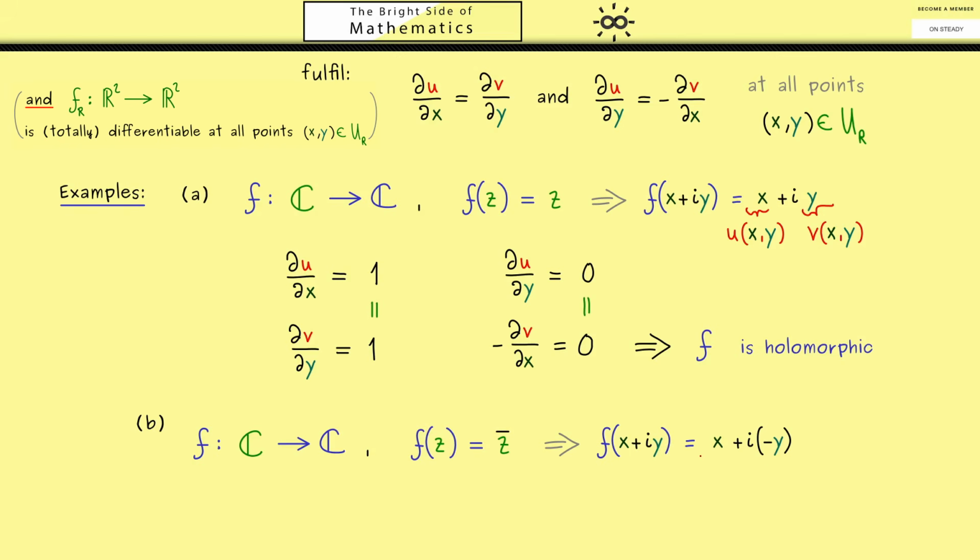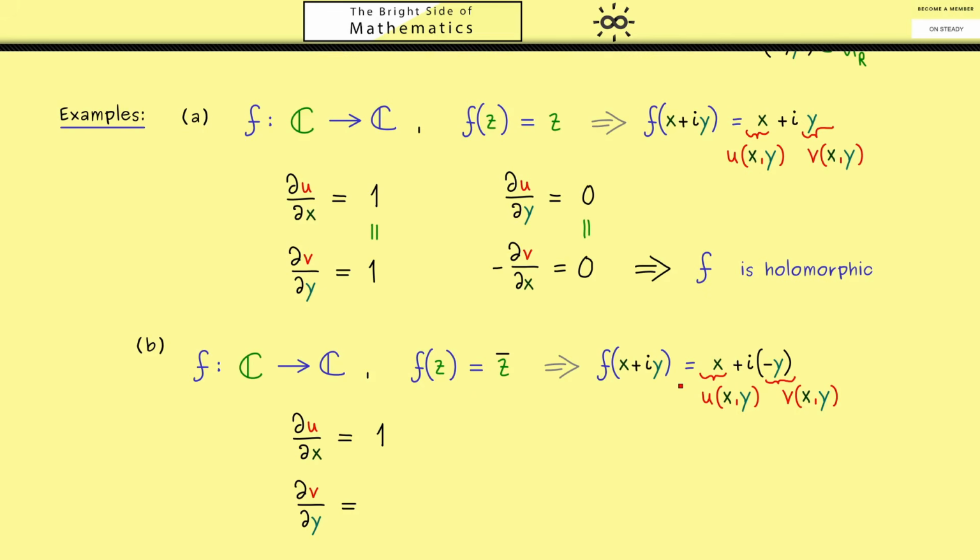And then as before, the real part is u and the imaginary part here is v. So you see, it's different from before, and it will change the first Cauchy-Riemann equation. Of course, here du dx is still 1, but dv dy is now minus 1. Therefore, we can conclude this is not the same. Indeed, no matter which point we put in. In conclusion, we get the result we've expected, namely f is not holomorphic.